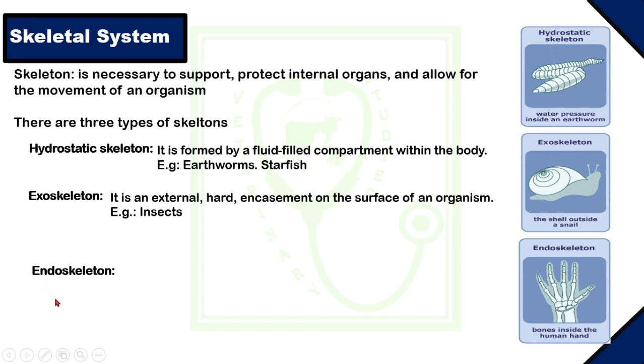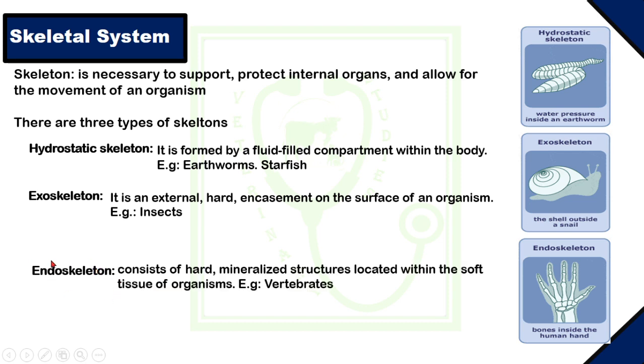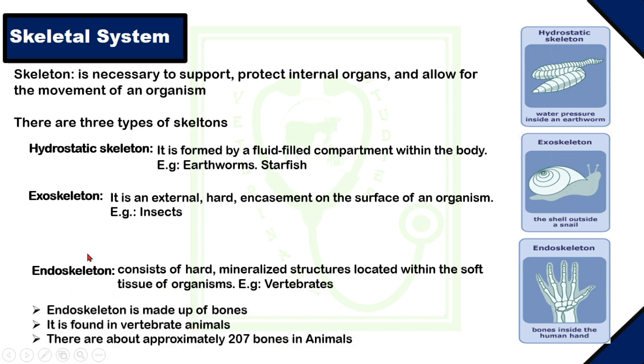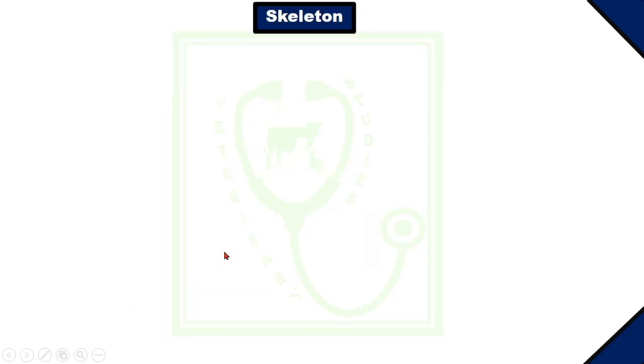Endoskeleton. Endo means internal. It is the skeleton which is found inside the body of an animal. Endoskeleton consists of bones. It consists of hard mineralized structure located within the soft tissues of an organism. Endoskeleton is found in vertebrate animals such as livestock. There are about 207 bones in animals.